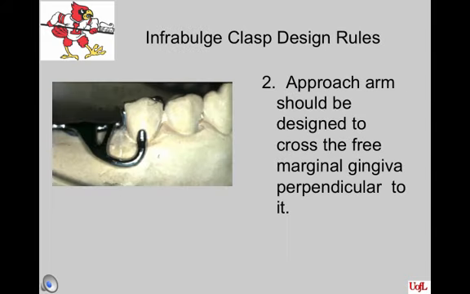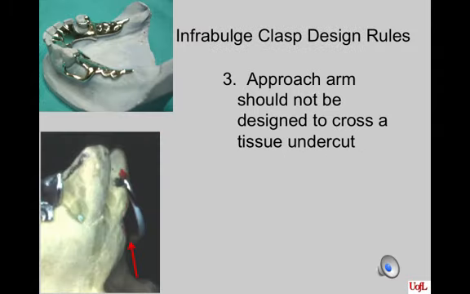Basic rule number 2 is that the approach arm should be designed so that it crosses the free marginal gingiva perpendicular to it. You don't want it to come off from the side. The approach arm should not be designed to cross or bridge a tissue undercut. It will become a food trap and could cause irritation to the soft tissues. If this occurs, the patient will be very unhappy with the prosthesis.